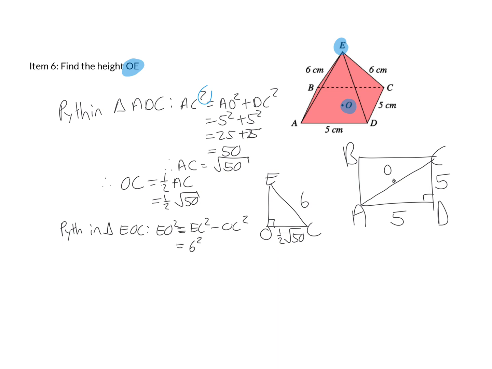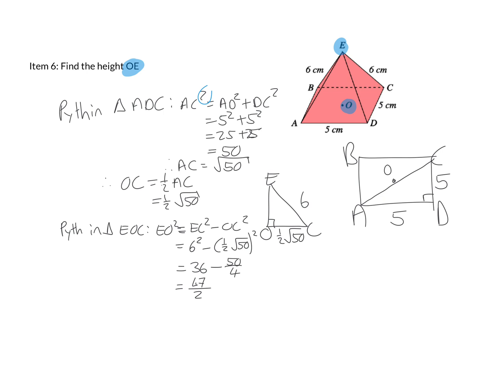EC is 6, so I square it. Then OC is a half of square root 50, and I need to square it. So 6 squared is 36. Square root 50 squared is just 50, and a half squared is a quarter, so it's 50 over 4. And that gives me 47 over 2. You can work it out on your calculator to check.